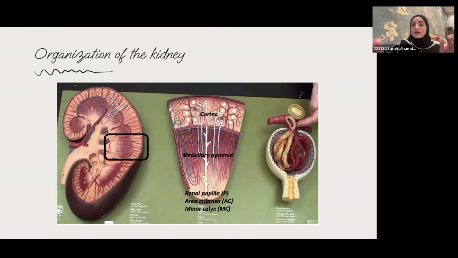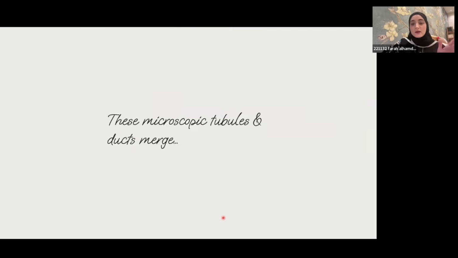We have around 30 of those. There's only one shown in this model, but if 30 of those join, they drain at the area cribrosa. This is the area cribrosa. Basically, it's cribriform. Cribriform means holes. So these papillary collecting ducts make holes at the area cribrosa, and these holes all drain into the minor calyx, which is not shown here. I'll show you later. Okay.